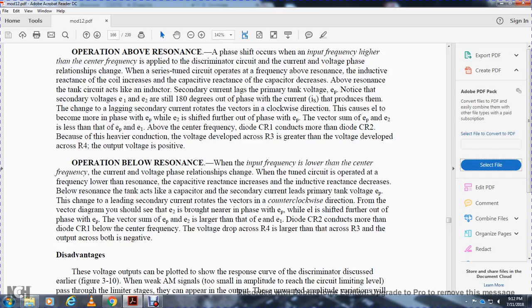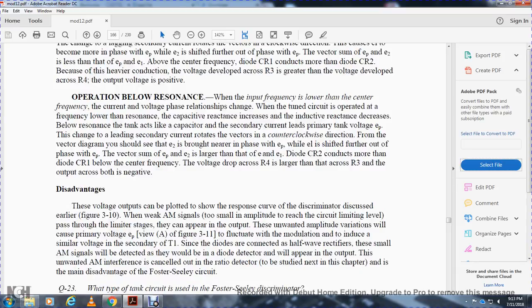The vector sum of the primary tank voltage and voltage 2 is larger than the vector sum of the primary tank voltage and voltage 1. Diode 2 conducts more than diode 1 below the center frequency. The voltage drop across resistor 4 is larger than the voltage across resistor 3. The output across both is negative.